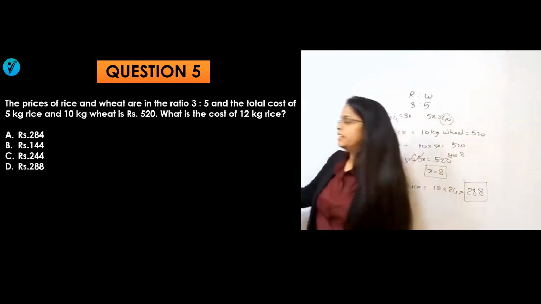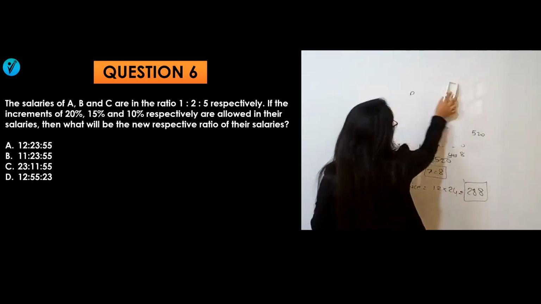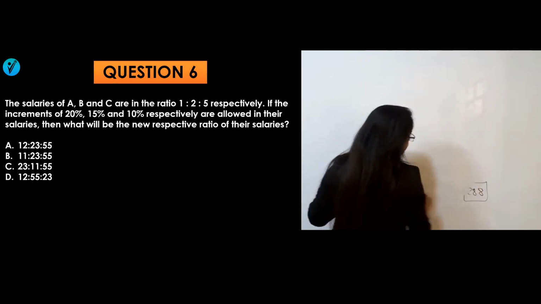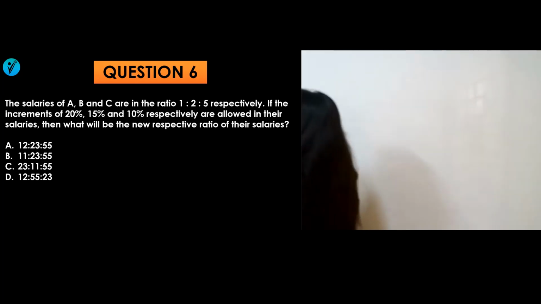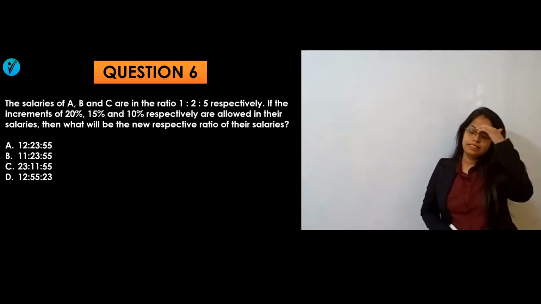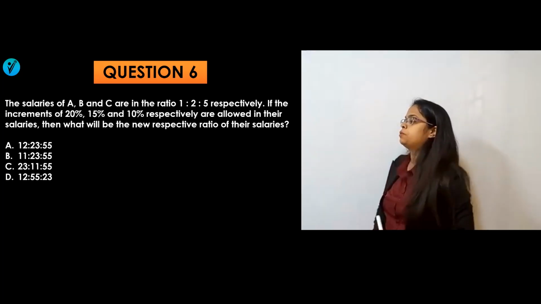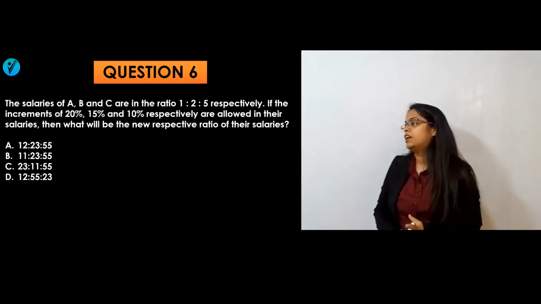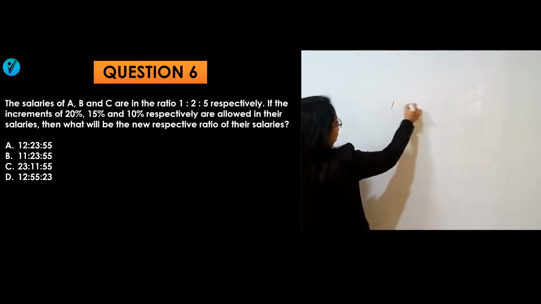Easier. Now let's go for the next question. Question number 6 is here. The salaries of A, B, C are in the ratio 1:2:5 respectively. If the increments of 20%, 15% and 10% respectively are allowed in their salaries, what will be their new ratio?